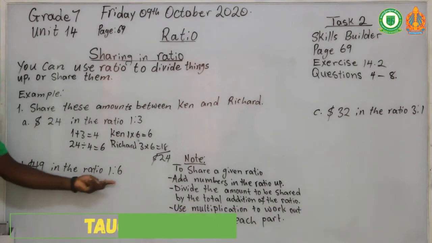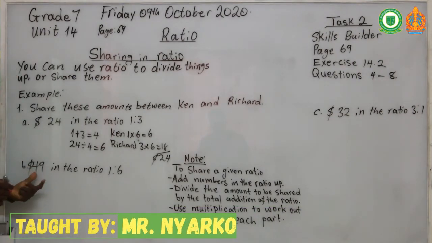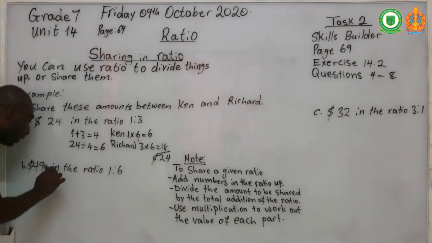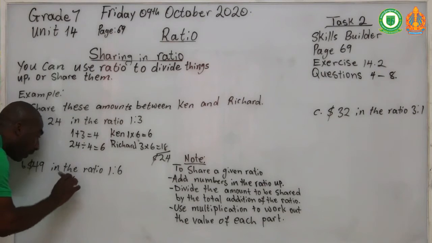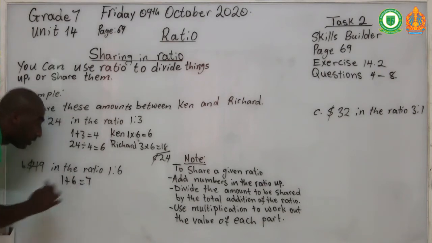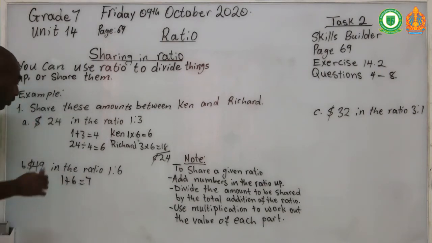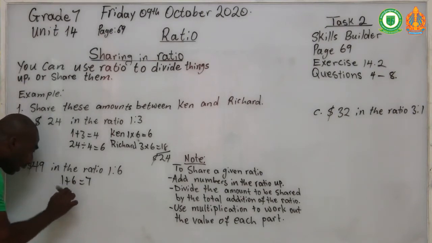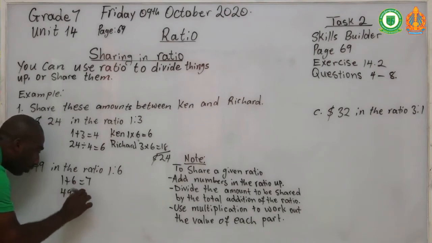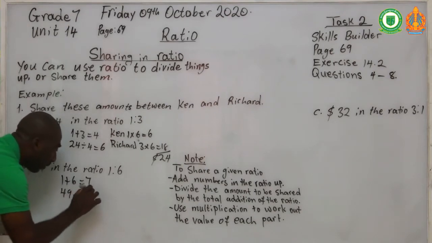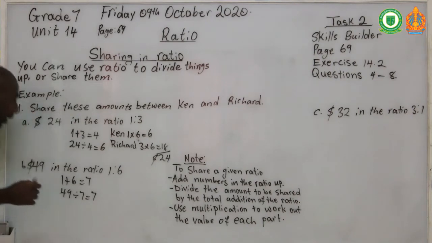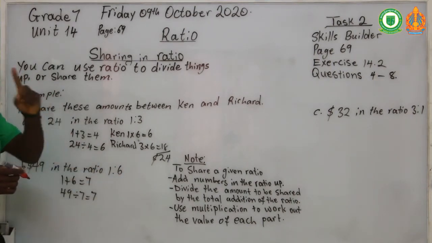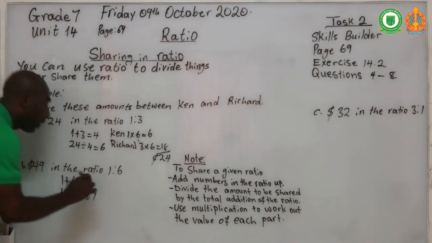The next one, they need to share 49 in a ratio of 1:6. So first we do 1 and 6, and that will be equal to 7. That means we are adding the ratio up. We need to divide the total amount that they are going to share by the total ratio, and that will give us 7. So now we know that each part within the ratio is 7.